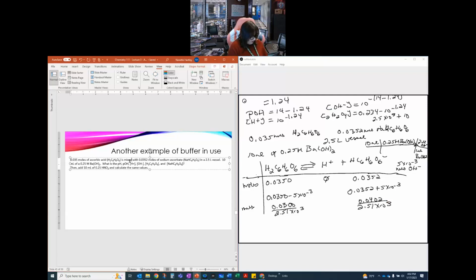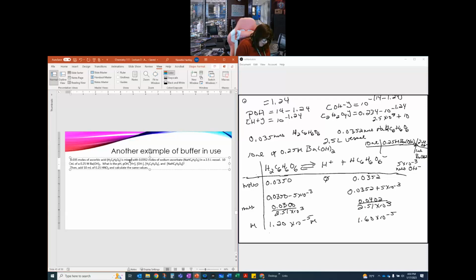So 0.0300, divide that by the answer that I had. And that means that this concentration, after we've done this, is 1.195, which gives me 1.20 molar. And this other one, 0.0402 divided by the 2.51 to the third gives me, no, sorry, it's not 1.2, it's 1.2 times 10 to the minus fifth. And this one gives me 1.60 times 10 to the minus fifth.